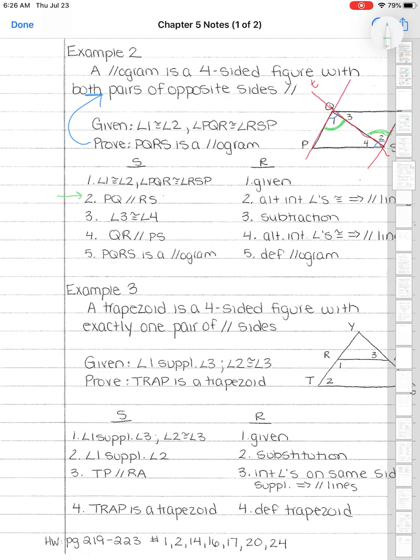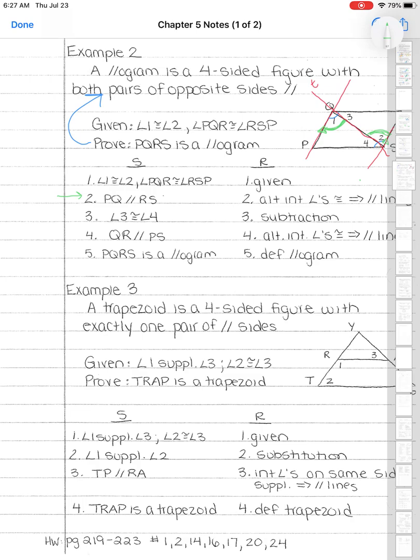According to this diagram, if QS is my transversal, then that means that those are alternate interior angles, and they are congruent to each other. So if those 2 angles are congruent, then the lines that they touch need to be the ones that are parallel. And that is where this line comes from right here. So PQ is parallel to RS.